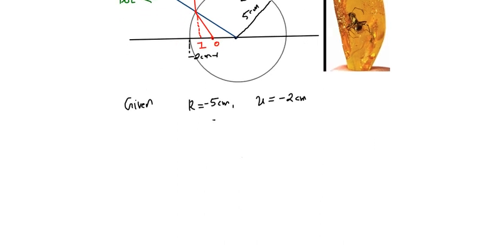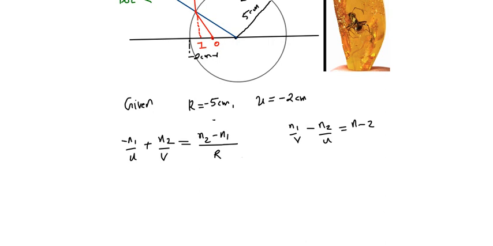Because we know two relations. The first relation is minus n1 by u plus n2 by v equal to n2 minus n1 by r. So should I use this relation or this relation? n1 by v minus n2 by u equal to n1 minus n2 by r. Which relation to use, this one or this one? Now you think which relation to use. It is complicated. Initially you will find it very confusing to choose whether this one or that one.